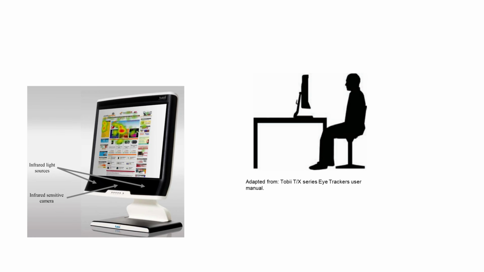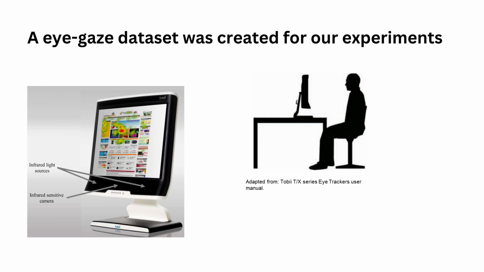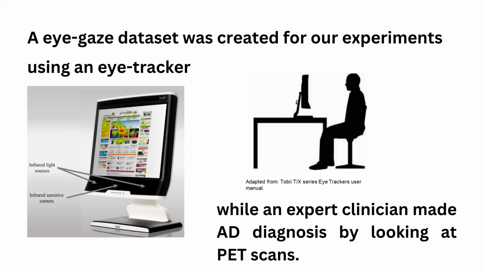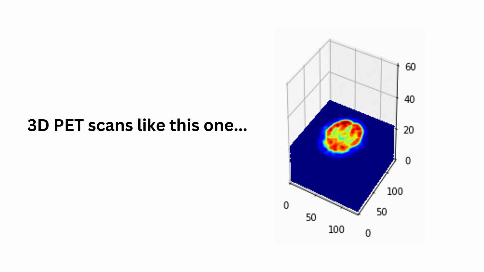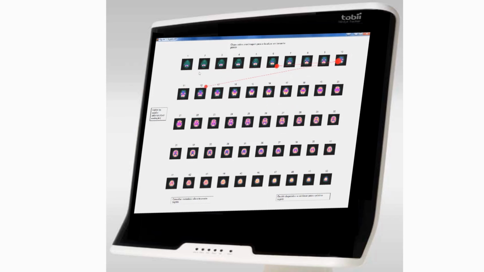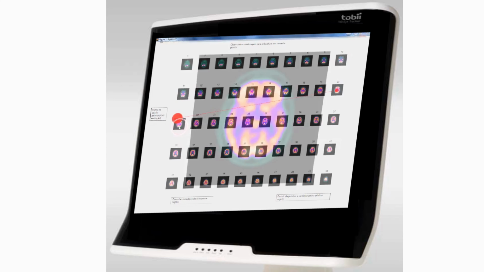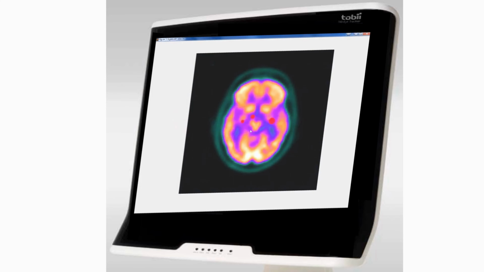Let's test this hypothesis. The eye gaze dataset was created for our experiments using an eye tracker, while an expert clinician made Alzheimer's diagnosis by looking at PET scans. 3D PET scans like this one. The doctor was making a diagnosis by analyzing slices of the brain scan. Meanwhile, the Tobii device was capturing the fixation points on the screen.